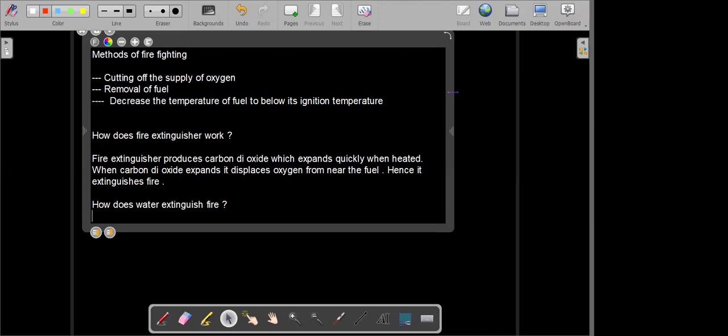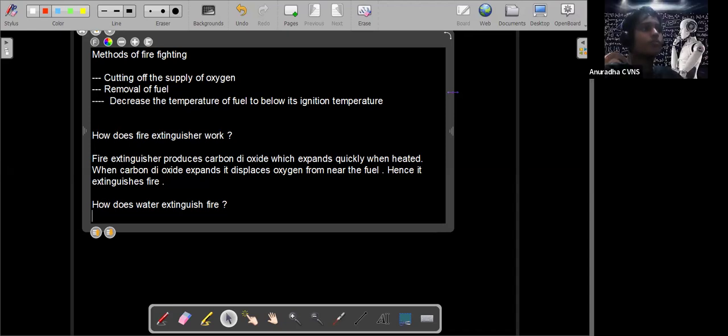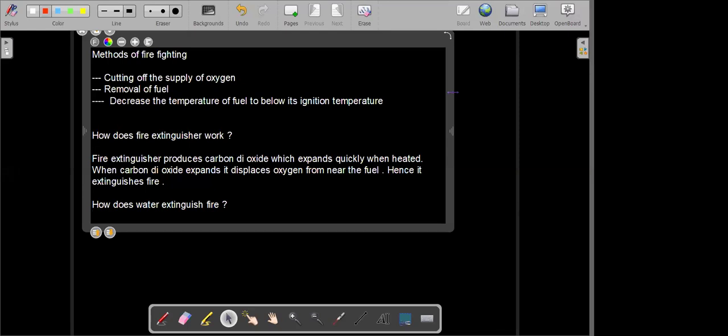Sir, water extinguishes fire by the third point you have said, sir. It decreases the temperature of fuel to below its ignition temperature. And water has a high ignition temperature. Water itself doesn't burn. It doesn't burn. It can boil, right?